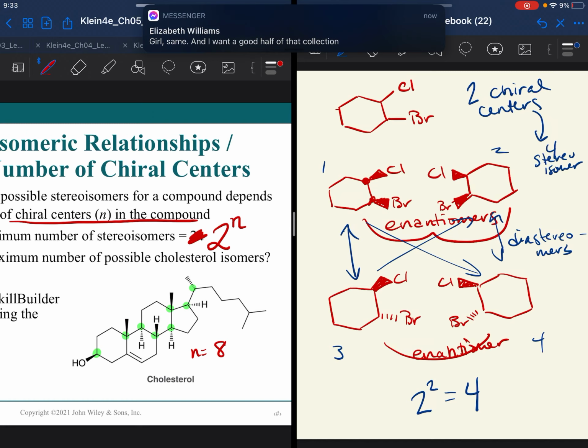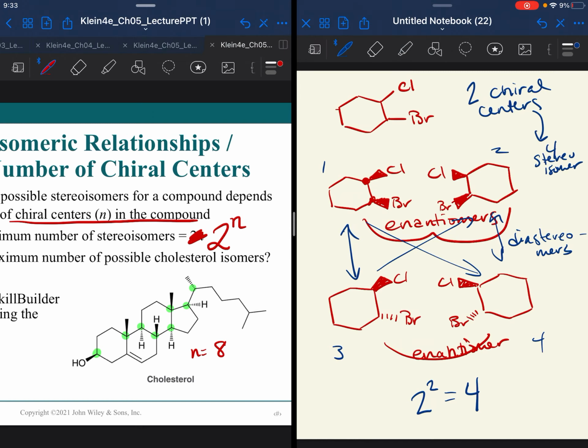So how many possible stereoisomers could there be? Well, that's going to be 2 raised to the 8th, and I got my calculator out because I don't know that off the top of my head. Let's see. Sorry, this is exactly what we'd be doing in class, so bear with me here. 2 raised to the 8 is 256, right? So 256 possible stereoisomers.